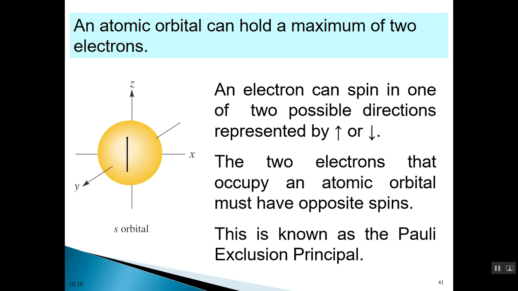All right. So that is what is being shown here. This arrow represents 1 electron spinning in one direction, and the other arrow is showing the other electron spinning in the opposite direction.